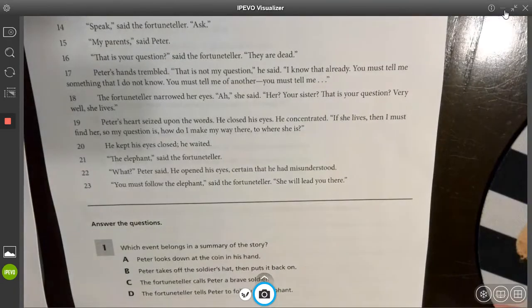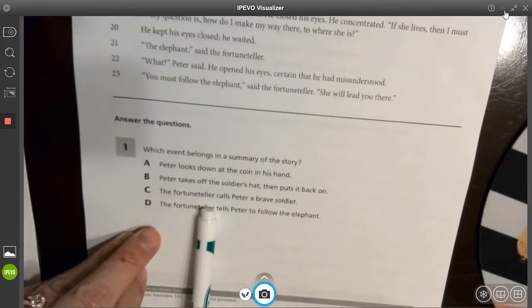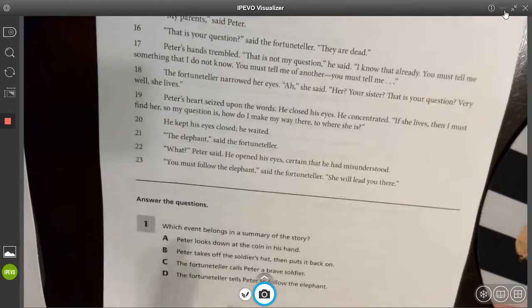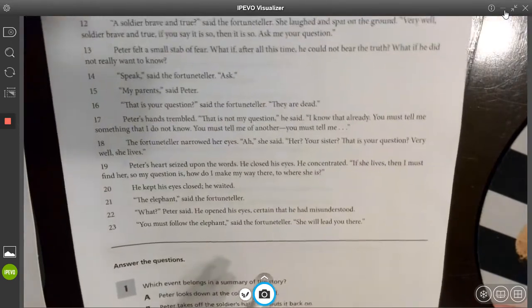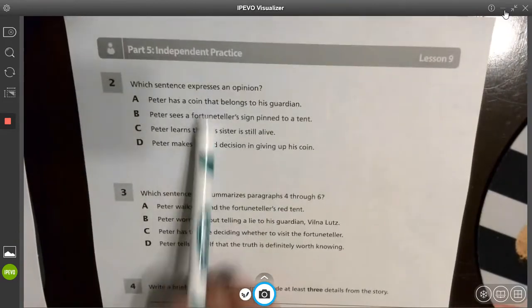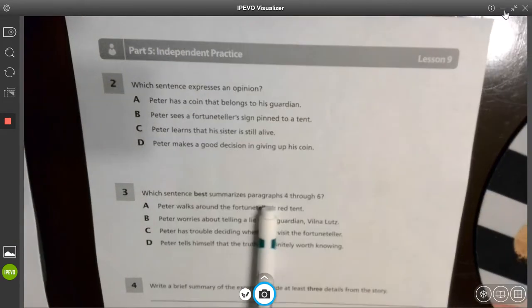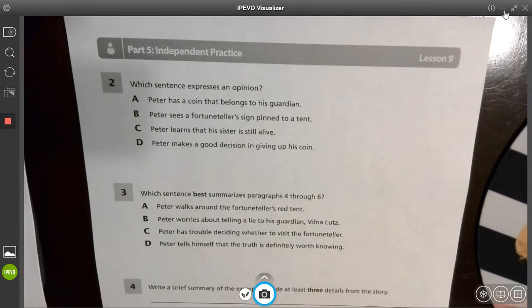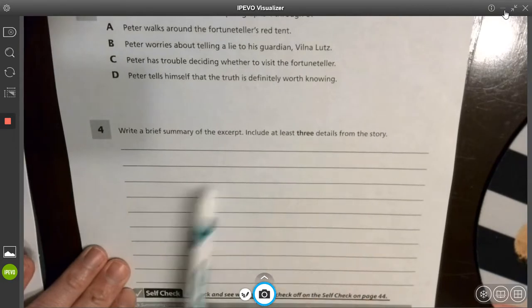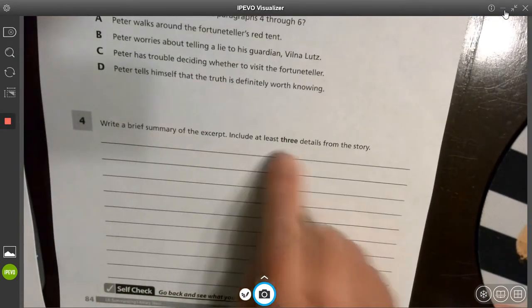And then you'll have number one, what event belongs in the summary of the story. Then number two, which sentence expresses an opinion. Number three, what sentence best summarizes paragraphs 4 through 6? You're going to want to go back and read paragraphs 4 through 6. And then number four, you're going to write a brief summary, include 3 details. Don't forget to answer the whole question, including your 3 details for full credit. So it'll be a summary with 3 details.